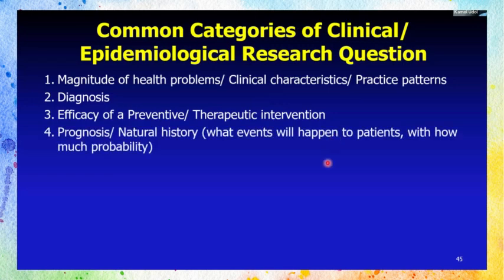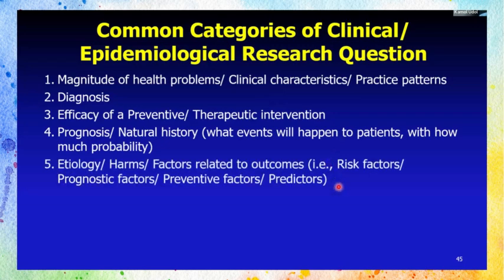The fourth one, research question regarding prognosis or natural history of disease. What events will happen to patients with how much probability? The fifth one would be research question regarding etiology of disease, harms, or factors related to outcomes, such as risk factors, prognostic factors, preventive factors, or predictors. And the last one would be other question regarding association or correlation between variables.